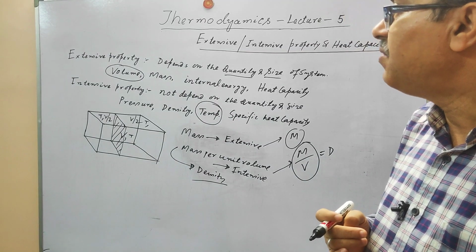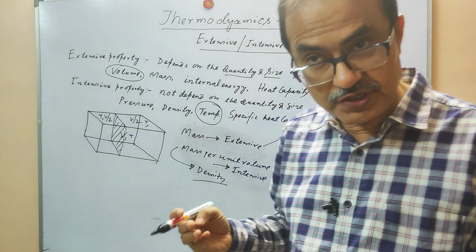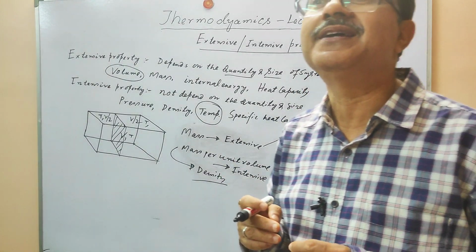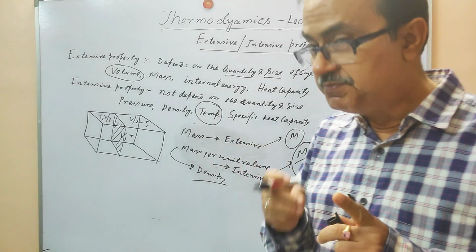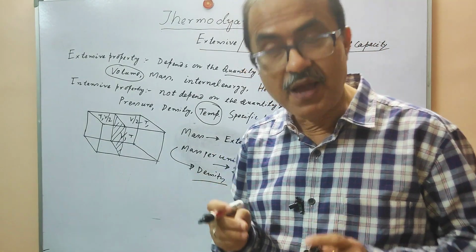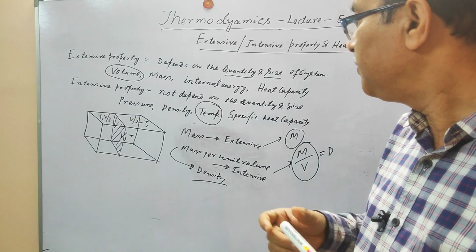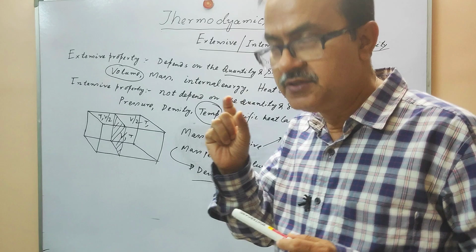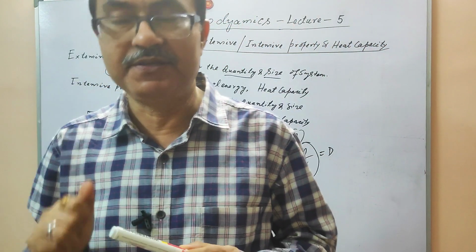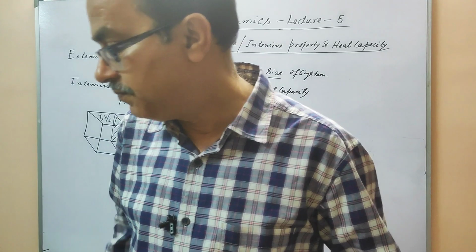So we can understand what is extensive property, what is intensive property, how to distinguish them, and how we can convert the extensive property into the intensive property by specifying the amount. Okay. Now we are going to understand a very important extensive property, that is the heat capacity, and some numericals we will do.